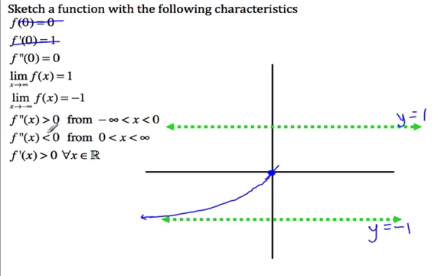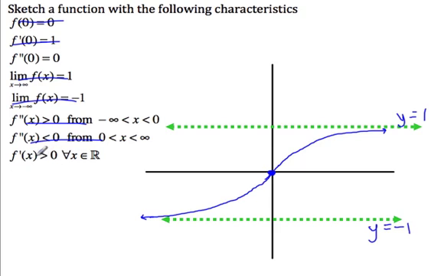And then f double prime is less than 0. So it's down bowl shape, concave down from 0 to infinity. So we can see that it might look something like this. So those two are gone. And then this one may be a little redundant.